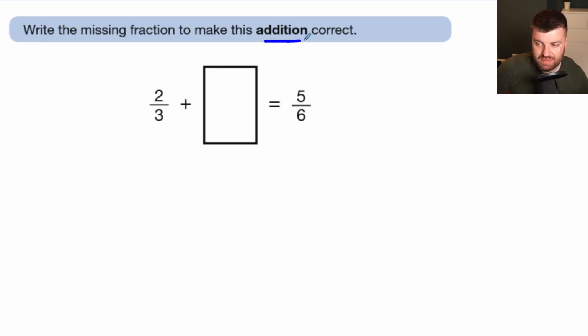Write the missing fraction to make the addition correct. Straight away you should think, whoa, the denominators are different. So let's change this into sixths. 3 times 2 is 6. Do the same to the numerator. We get 4/6 plus something equals 5/6.